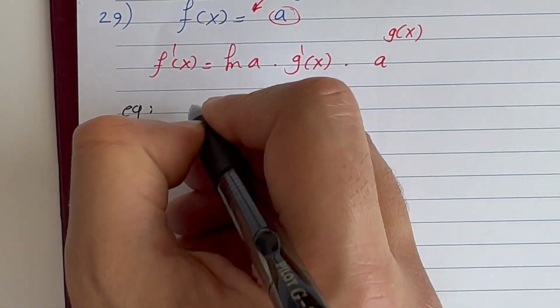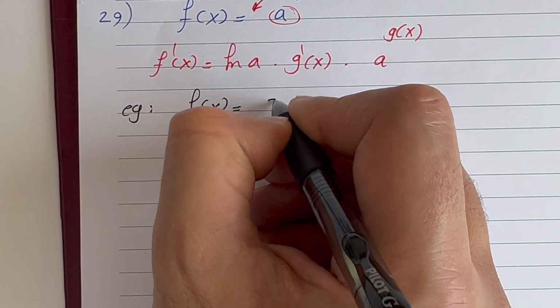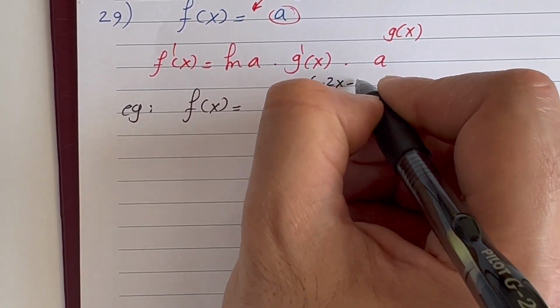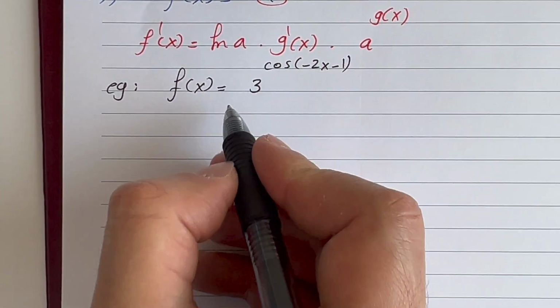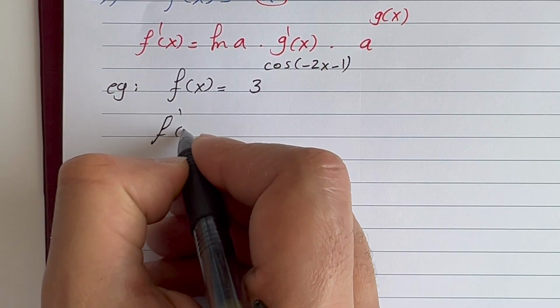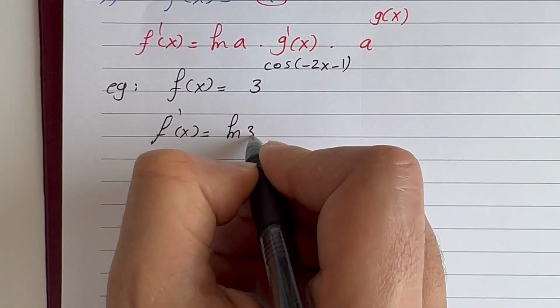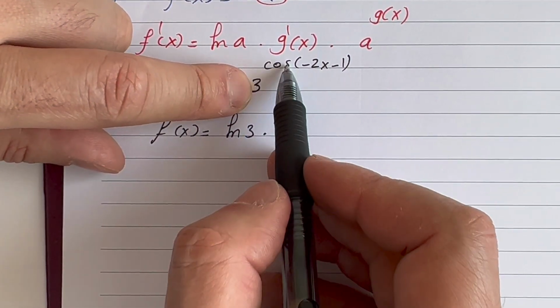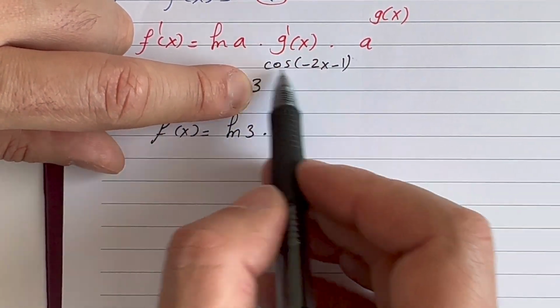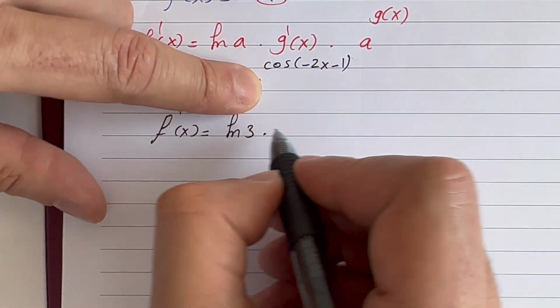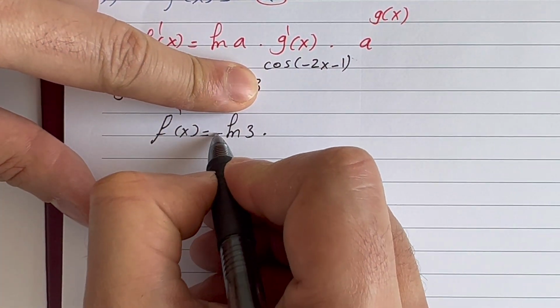Example, what if you have 3 to the power cosine negative 2x minus 1? So this is an exponential function, but the base is not e. So we need to multiply by ln 3. f prime of x equals ln 3 times. Now consider it as e to the power something, e to the power j(x). So we put the derivative of the power down. What is the derivative of cosine? Negative sine. So I'll put the negative here at the beginning.